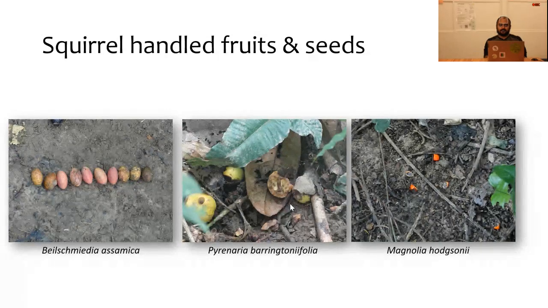They sometimes eat the pulp and the seeds both, just like this pyrene area. You can see the seeds are also falling in, and the fruits are also. And for magnolia, sometimes squirrels go only for the seeds, and they leave the aril. They don't eat the aril at all.